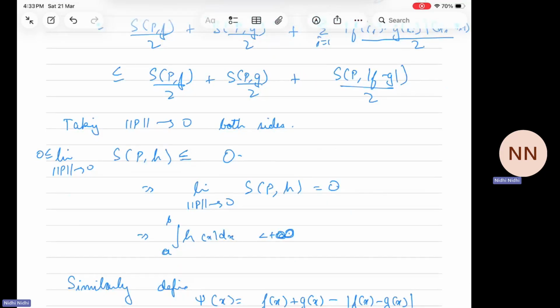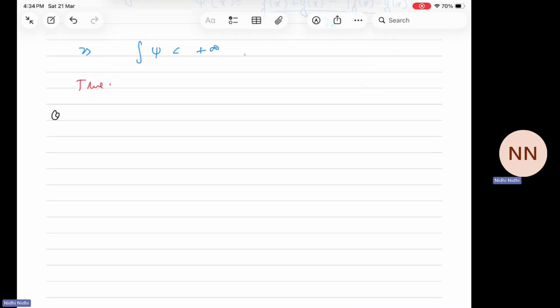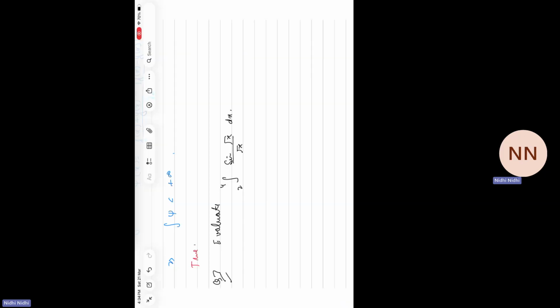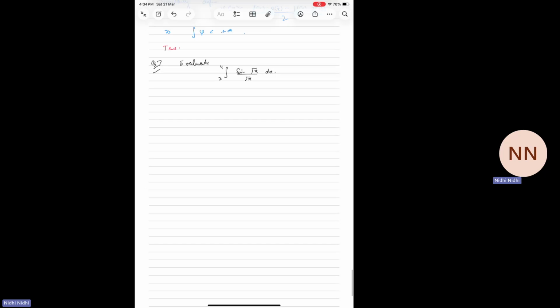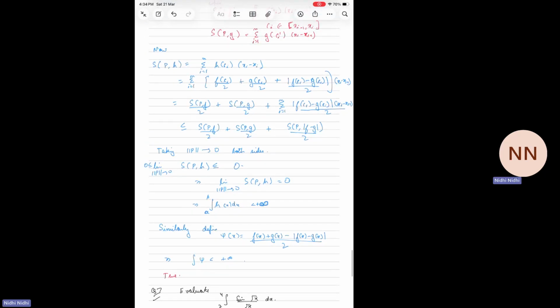Or else let me ask you to solve the next question yourself, because that's very trivial, whatever you did in your high school. Just use the substitution method to evaluate the integral. Question number 7. Evaluate the integral from 2 to 4 of sin(root x) by root x dx. I want you to solve this yourself. I'll wait for 5 to 10 minutes. You can solve, then we will discuss. Meanwhile, you can go through the previous proof as well. If you have any doubt, you can ask.